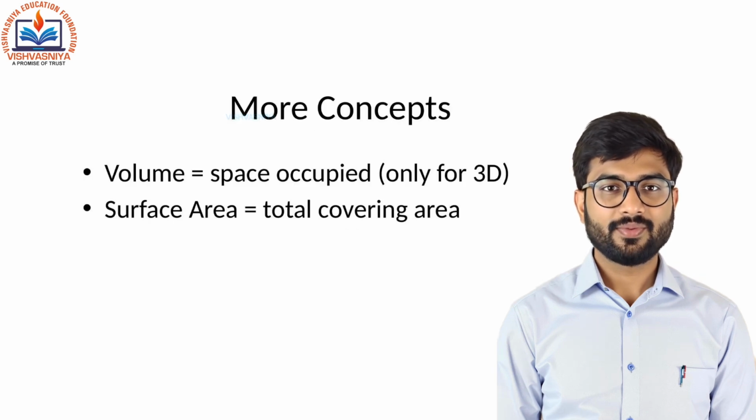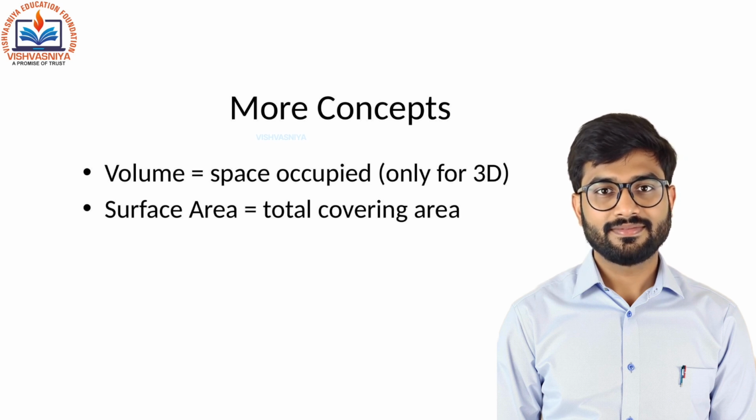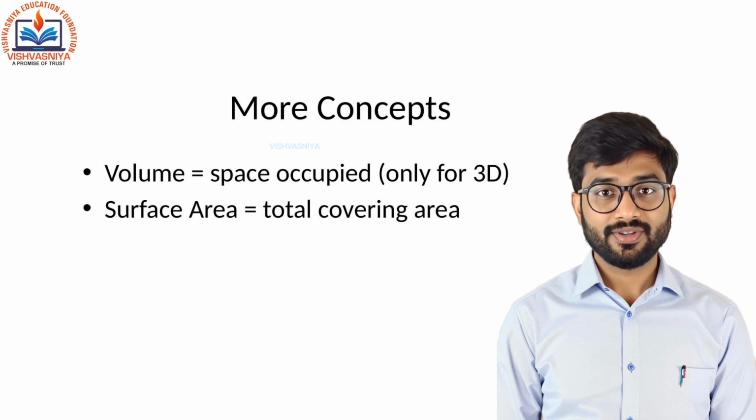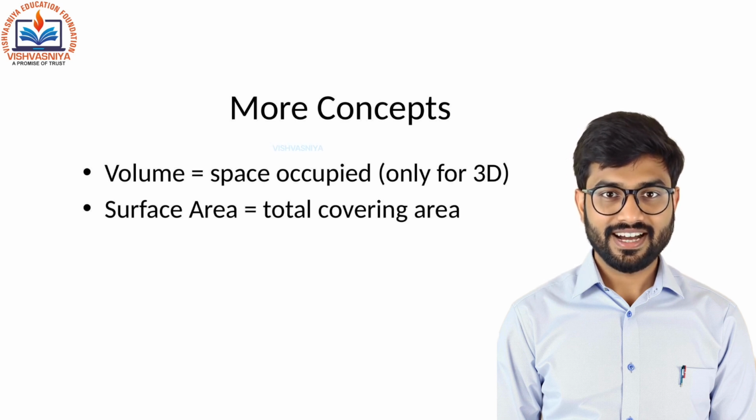Students, until now we studied area and perimeter of 2D shapes. But when we move to 3D figures, two new concepts become very important. First is volume. It simply means the space occupied by a solid object. For example, how much water a jug can hold is its volume. Second is surface area. It is the total covering area of a solid. Think of wrapping a gift box. The paper needed to cover it fully is the surface area.